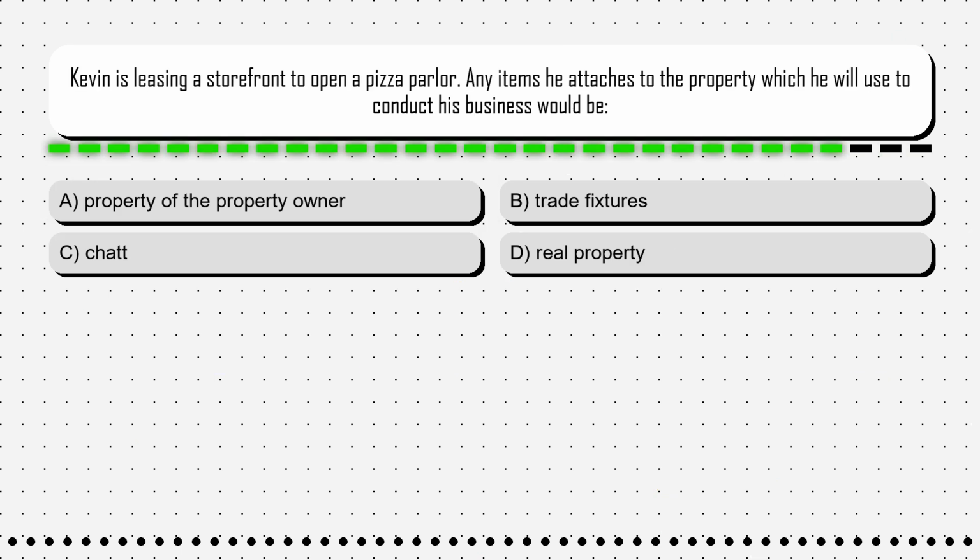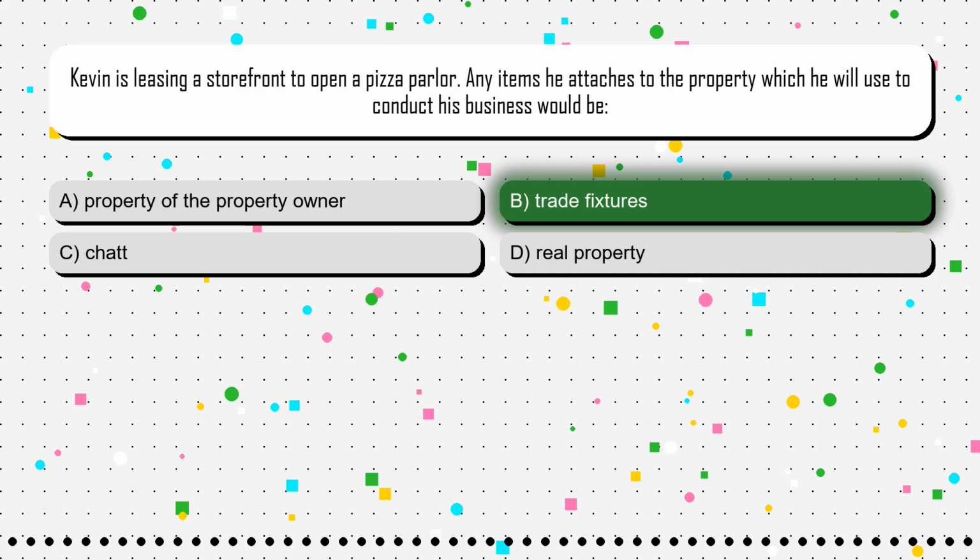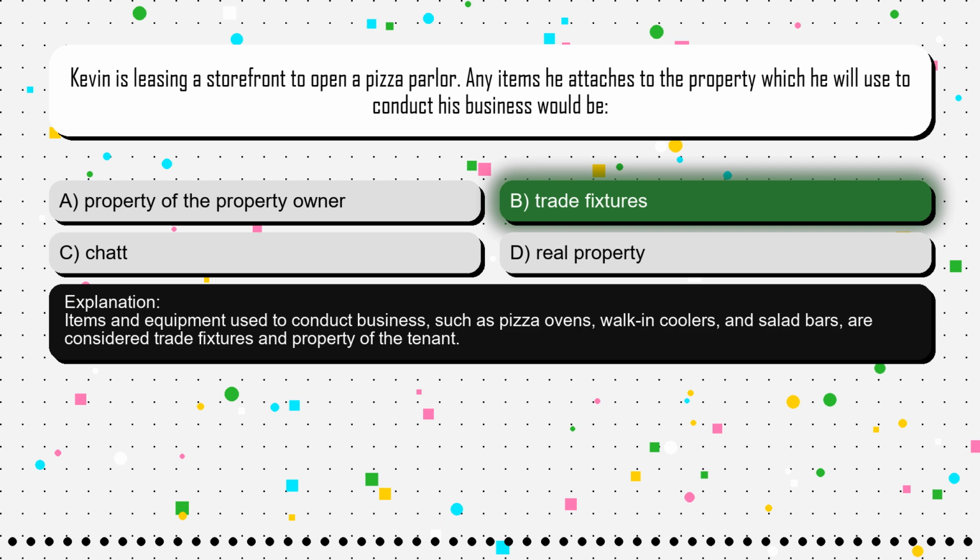Question 42. Kevin is leasing a storefront to open a pizza parlor. Any items he attaches to the property which he will use to conduct his business would be: Option A, property of the property owner. Option B, trade fixtures. Option C, chattel. Option D, real property. The correct answer is option B, trade fixtures. Items and equipment used to conduct business, such as pizza ovens, walk-in coolers, and salad bars, are considered trade fixtures and property of the tenant.